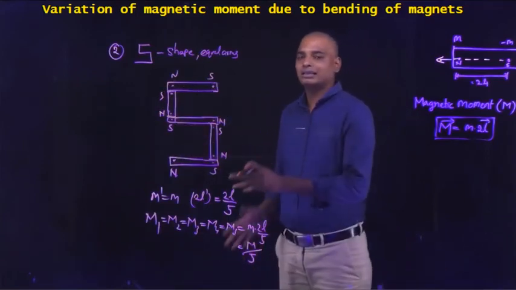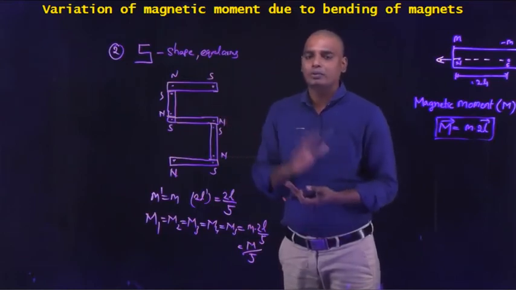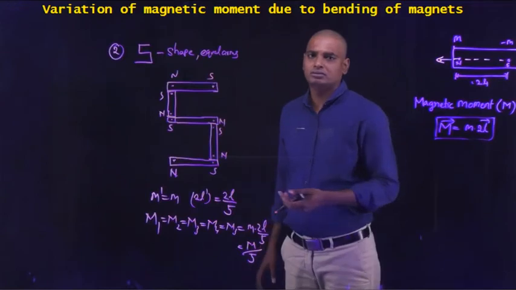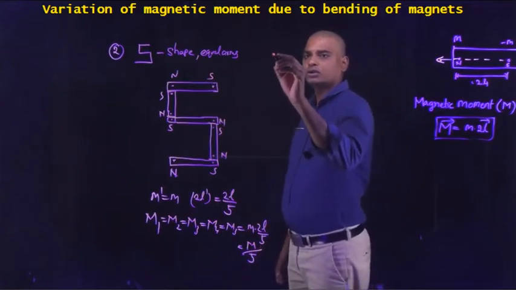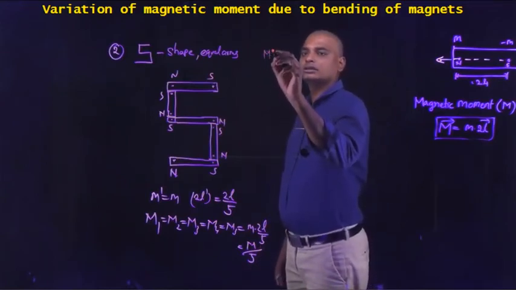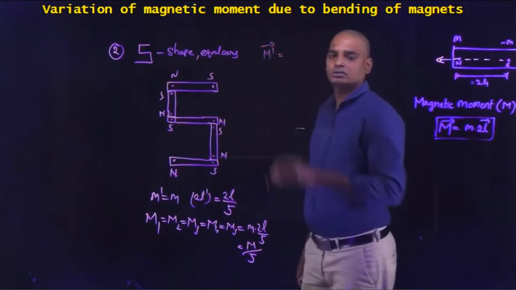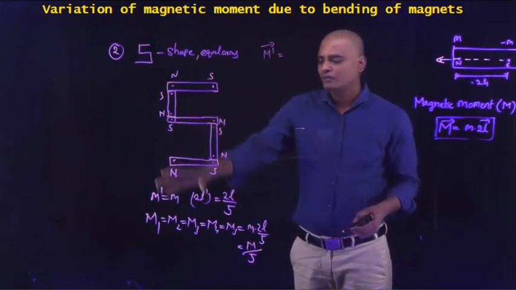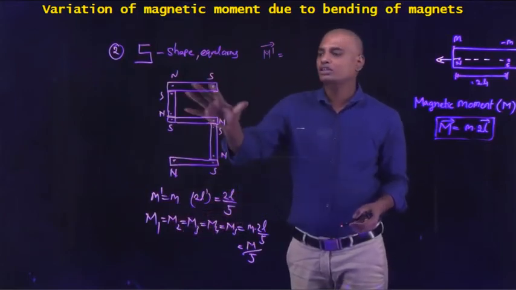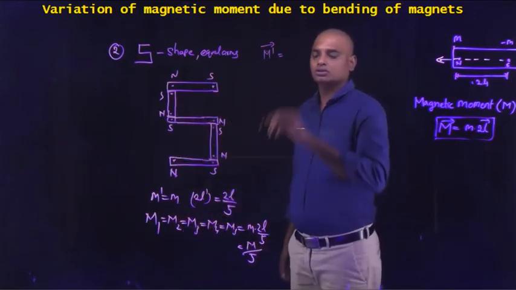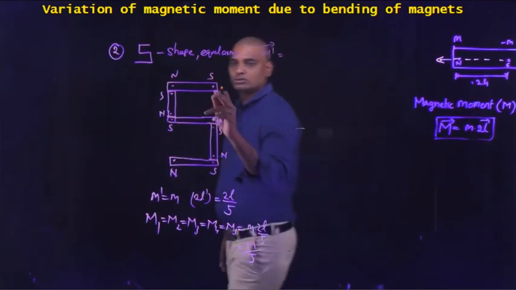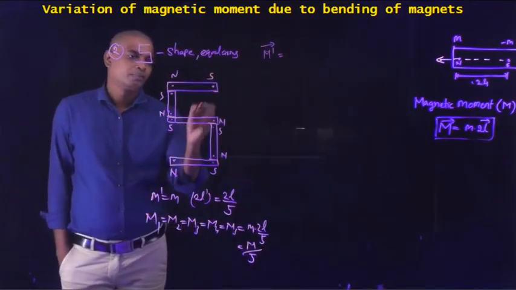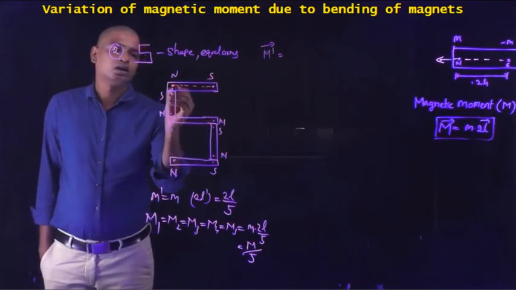Now let us calculate the magnetic dipole moment for the total segment, that is, in the S shape. For the total segment, that is m dash bar, we need to add vectorially the 5 magnetic dipole moments of each arm in the S shape. So let us first derive the direction of each arm, which is from south pole to north pole.